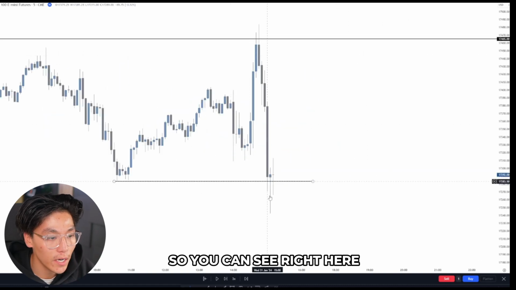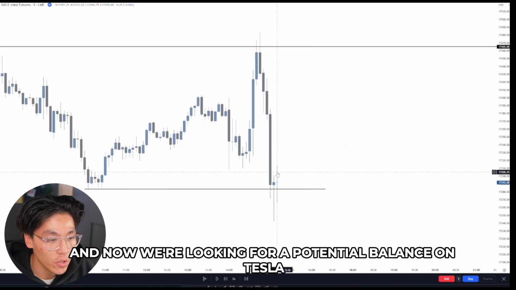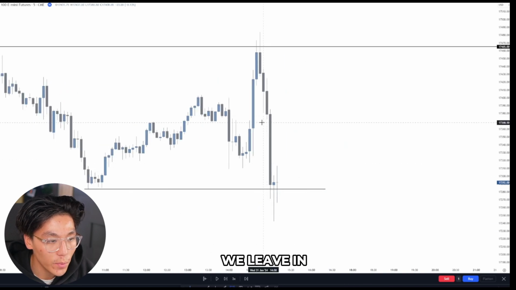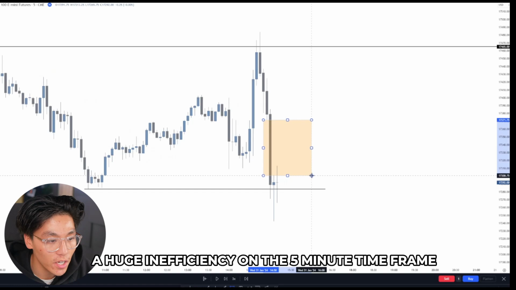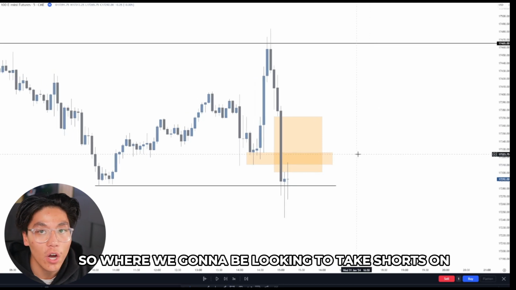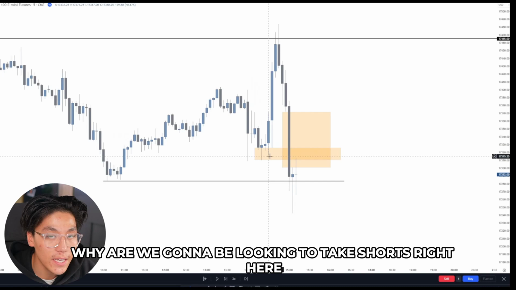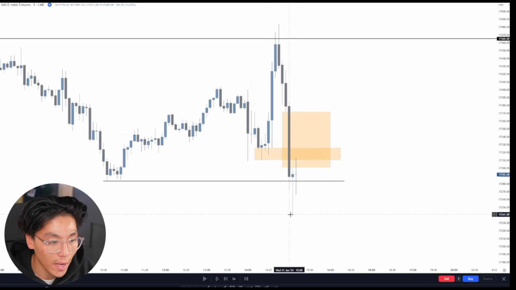So you can see right here, price came all the way down, swept this liquidity level, and now we're looking for a potential bounce. You can see right here, we leave in a huge inefficiency on the 5-minute time frame. We also have these up close candles, right? So where are we going to be looking to take shorts on the NQ, right? Around this inefficiency. Why are we going to be looking to take shorts right here? Because we have a bounce that swept liquidity.